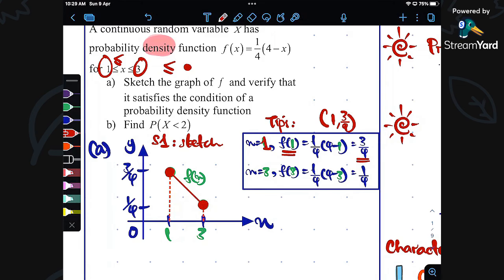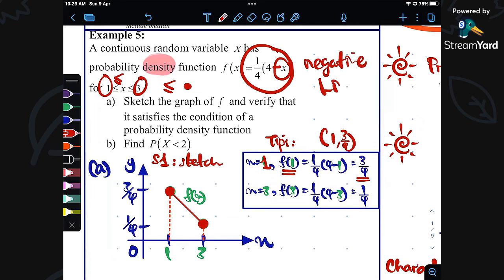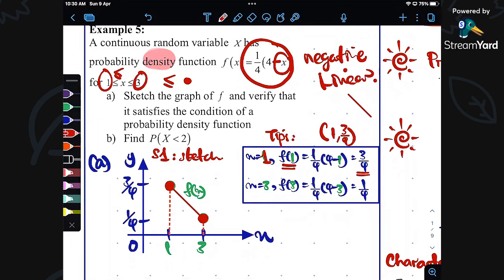How do you know this line is going downwards? Here goes the function. The function here says negative x, guys. Negative x means negative linear. So negative linear, the basic shape is going downwards, right? And then you already know that this is the limit from 1 until 3, so you put a dotted line there, and then you can shade the region. So this is what we learned from the 2.4.